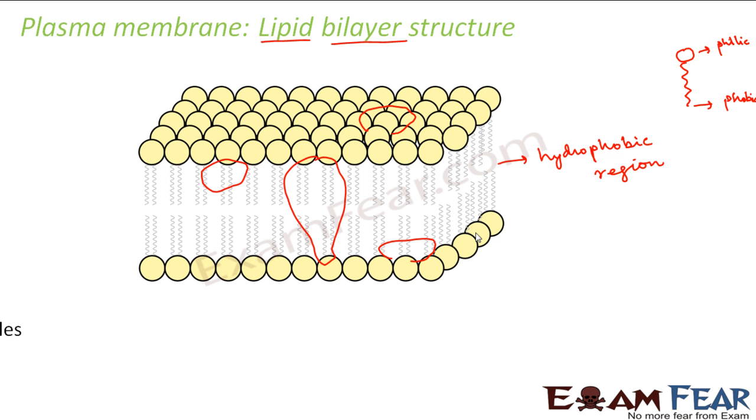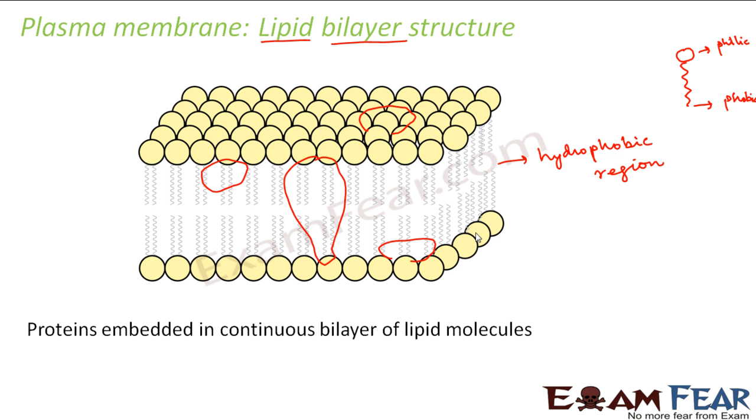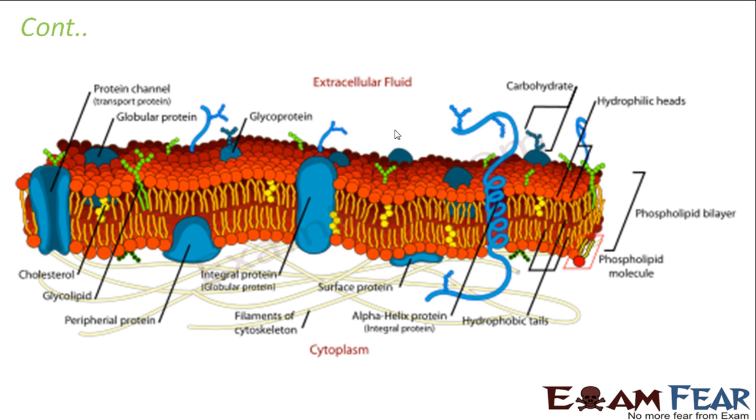Okay. So now proteins are embedded in a continuous bilayer of lipid molecules. So this was the bilayer of lipid molecules, and on this you have proteins embedded in this fashion. So these are the proteins, right? Okay, so now let us look at the structure as a whole. See, this is how the structure will look like. These blue colored structures are the proteins. Now, there are different types of proteins again, integral protein, peripheral protein. So we are not going to discuss all those things now. For now, you should just understand the basic structure of the plasma membrane.